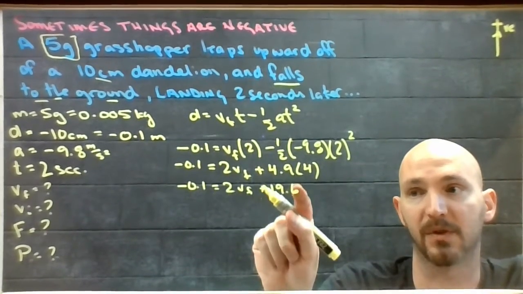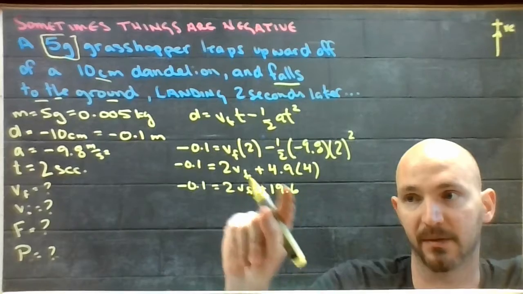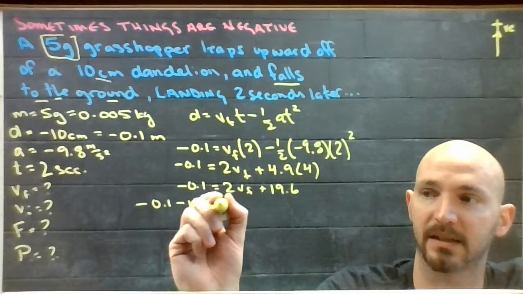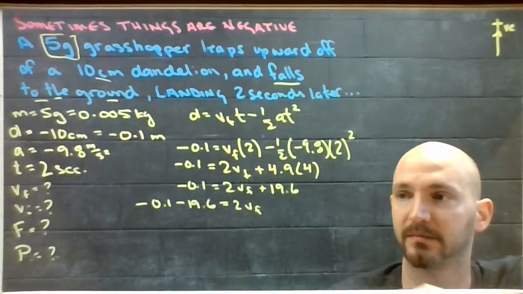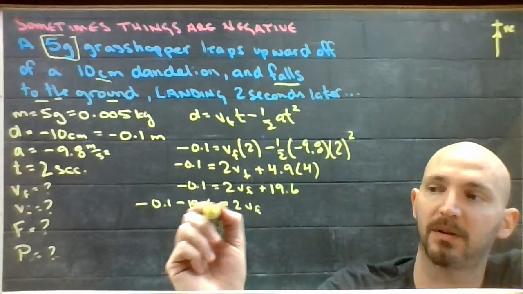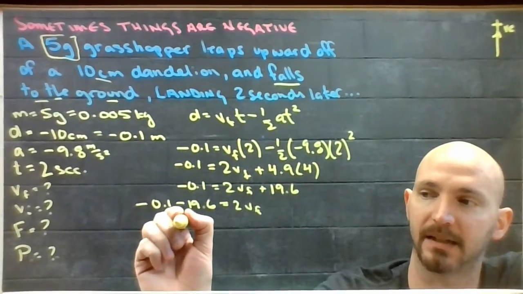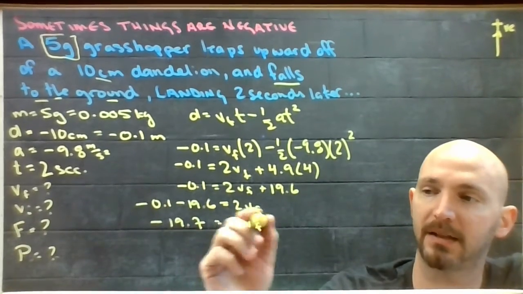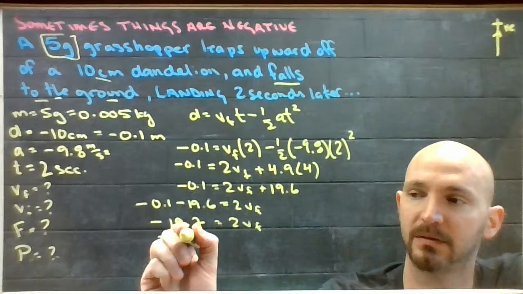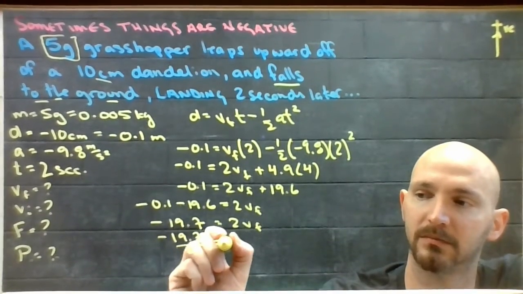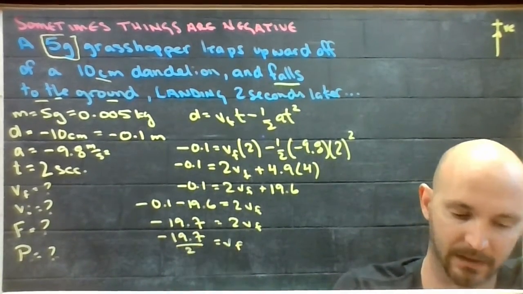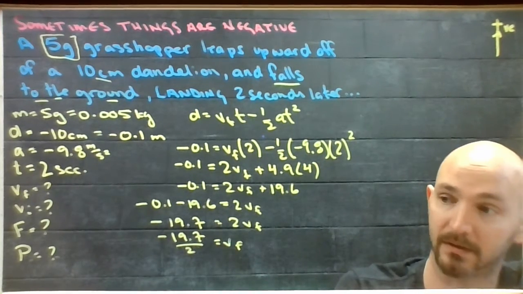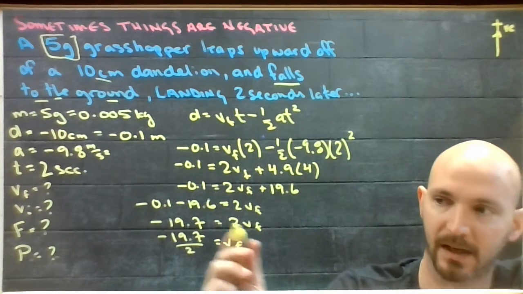So I'm going to have to subtract this from both sides. I'm going to subtract this over here. Negative 0.1 minus 19.6 is 2 v final. So negative 0.1 minus 19.6 would be minus 19.7. And if I divide both sides by 2, I end up with 19.7 divided by 2, 9.85.